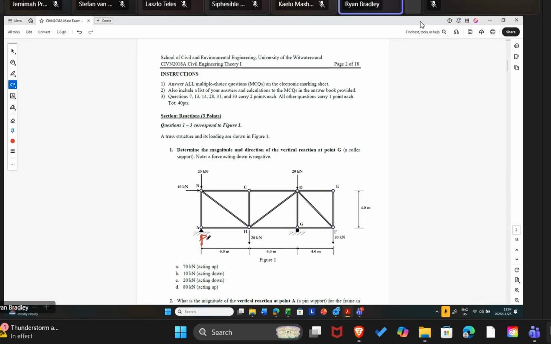A vertical force and a lateral reaction force. We can call that VA and HA, and we can have a vertical force here with a roller. Let's call it VG. Okay, so we have those three possibilities of the forces. And I think in this past paper, questions 1, 2, and 3 are basically asking us what is HA, what is VA, and what is VG.